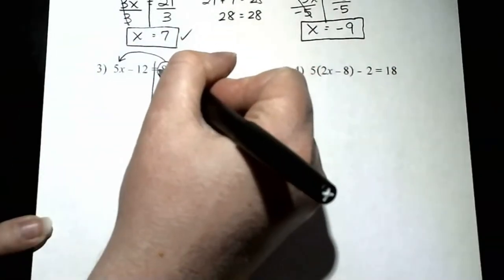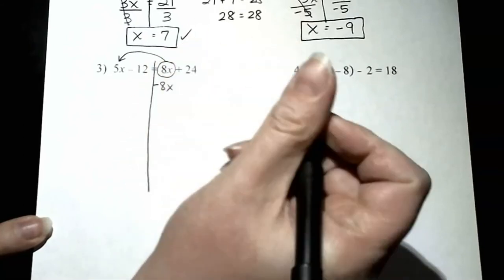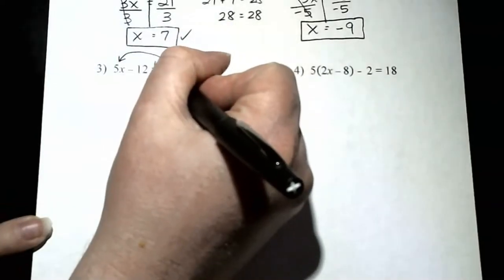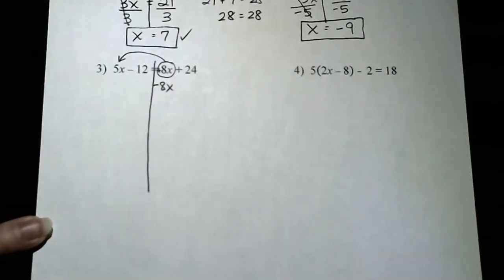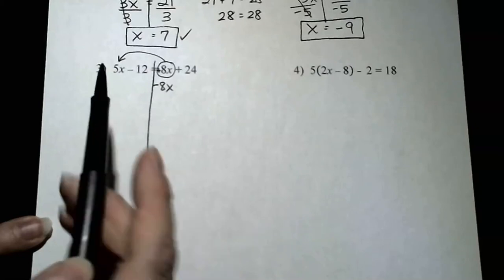Since the 8x is positive, we're going to subtract it. For the same reason as the last question, you can put the plus sign in front if you want. You're looking at the sign in front to decide what to do here. Whatever you do to this, you're going to do that over here.